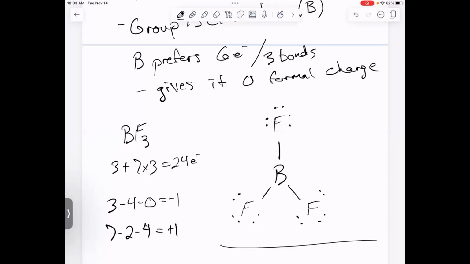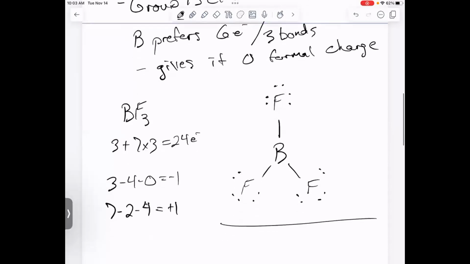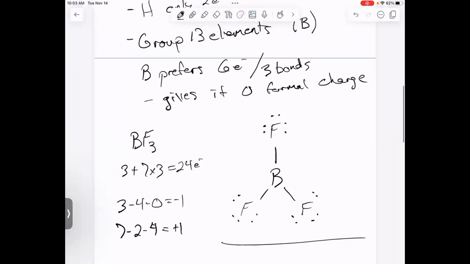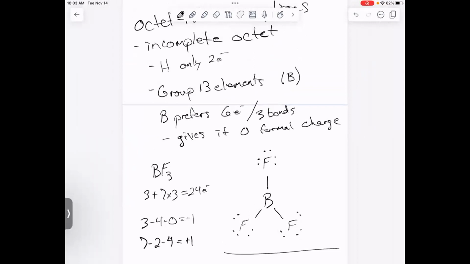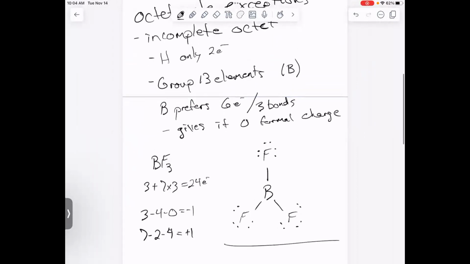And so it kind of just opens up a whole bunch of different things that other elements just don't do. Those are our major exceptions for things that will have incomplete octets. So hydrogen is only ever going to make 1 bond. Boron, and technically the elements below it also, although the one we'll see most commonly is boron itself, is only going to make 3 bonds. That'll keep the 0 formal charge, but it means they don't have an octet.